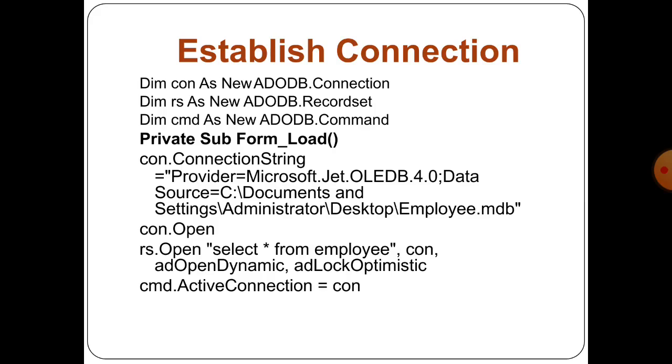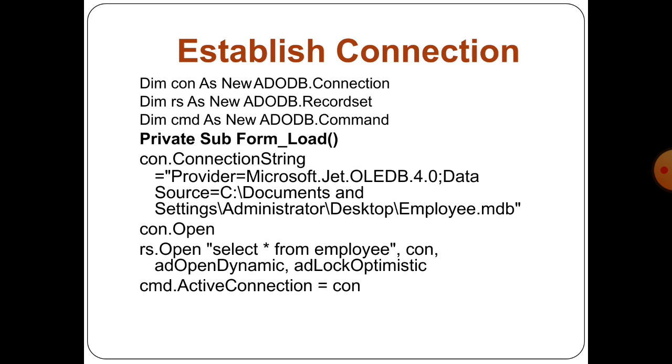Before going to this, if you want to establish a connection through programming, you can write a small piece of code like Dim con As New ADODB.Connection. Dim is nothing but dimension. We are assigning a new connection, ADODB connection.